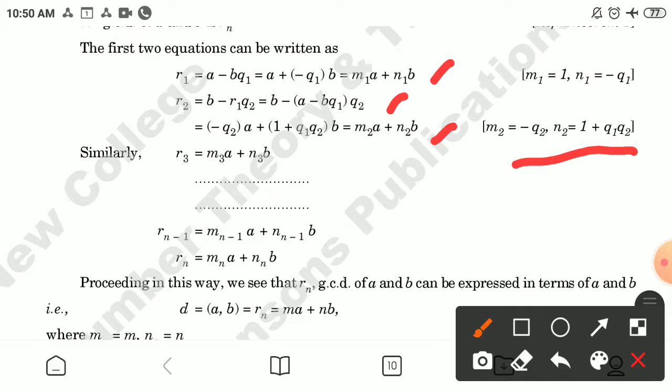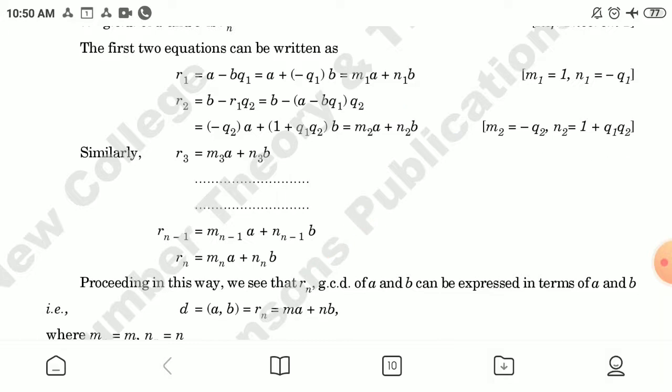Similarly, r3 = m3a + n3b. r(n-1) = m(n-1)a + n(n-1)b, and rn = mn a + nn b.